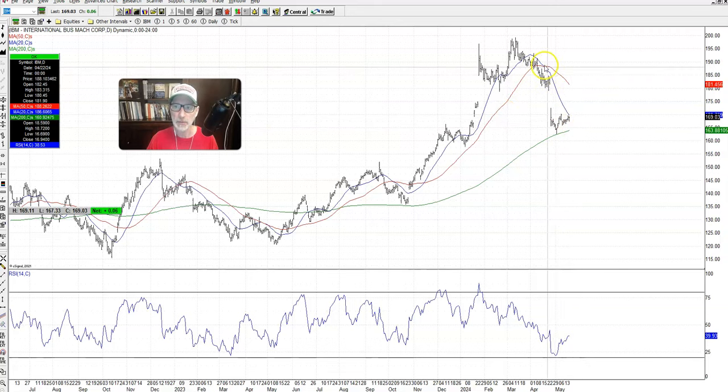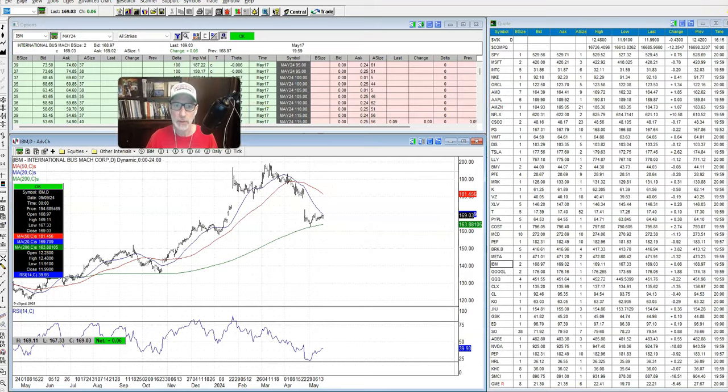Now you can see the 50-day and the 20-day are still down sloping, but the longer term 200-day is still sloping upwards. IBM trying to find a bottom here. So keep an eye on that and a possible trade in the near future.